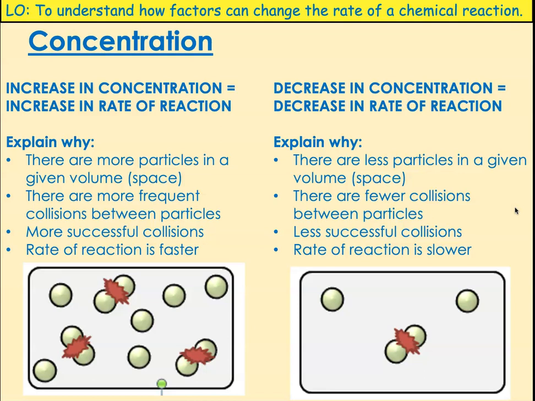Okay, increasing the concentration. Now, concentration means how many reactant particles have we got in a solution. So if we increase it, there are more particles in a given volume or space. So there are more frequent collisions between the particles because there's more of them. More of them will be successful and the rate of reaction's faster. And the converse, if you lower the concentration, there are fewer particles in that space, in that volume. So there's going to be fewer collisions and the rate of reaction slower.